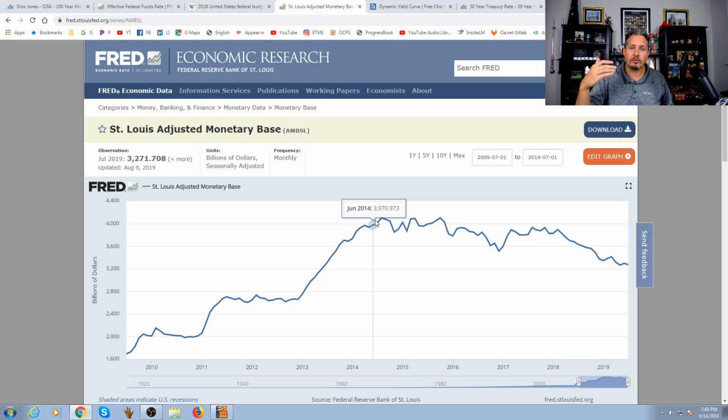So anyways, they were going to start reducing this balance sheet, right? And so you can see they started to reduce it, but then it kind of went up again, then it started barely going down, and clearly it's nowhere near down, right?